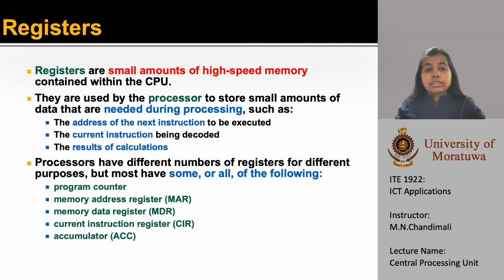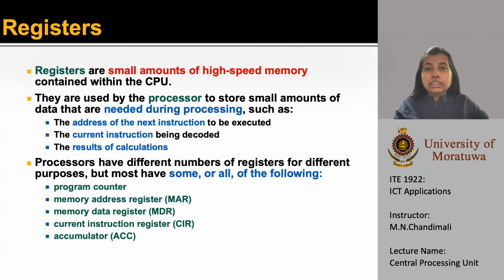Then the memory data register is used to handle the data transfer between the main memory and the processor. It contains the data to be written into or that has been read from the addressed location in the main memory. Current instruction register holds the value of the current instruction that is being executed.